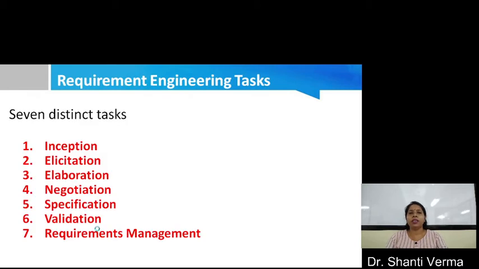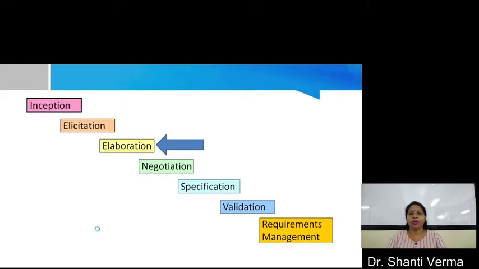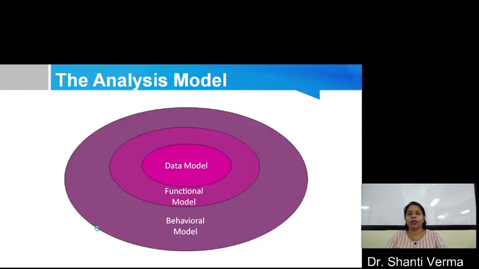We already discussed these 7 distinct requirement engineering tasks, which are inception, elicitation. These inception and elicitation I already discussed in the requirement engineering task part 1 videos. In this lecture, I am going to discuss elaboration, negotiation, specification, validation, and requirement management. So, start with the elaboration requirement engineering task.